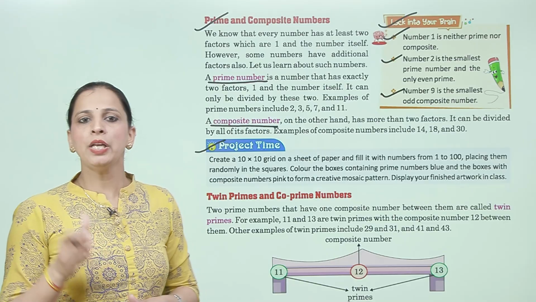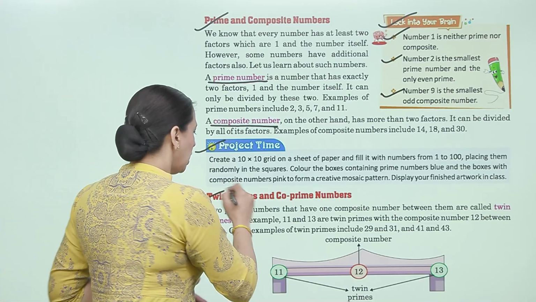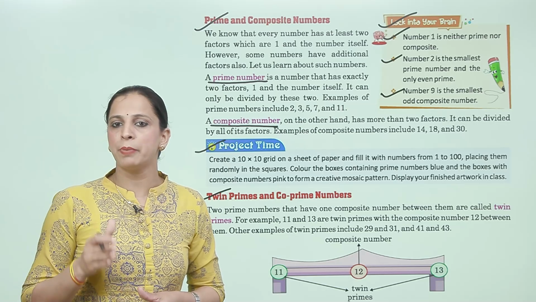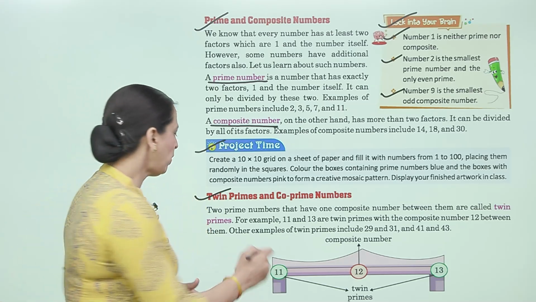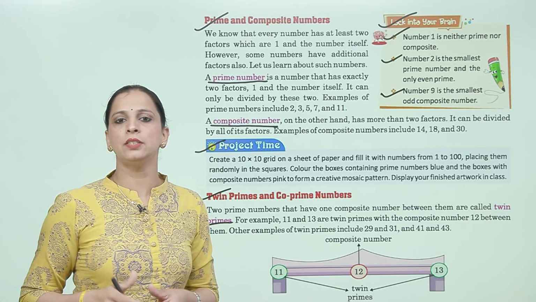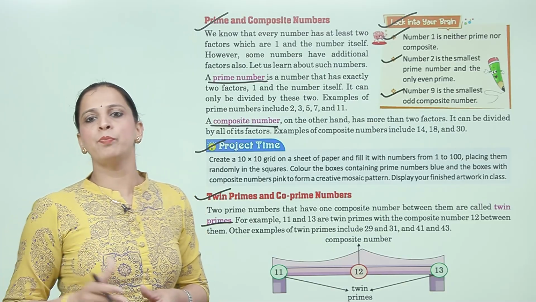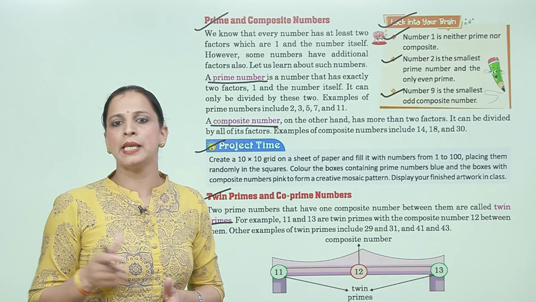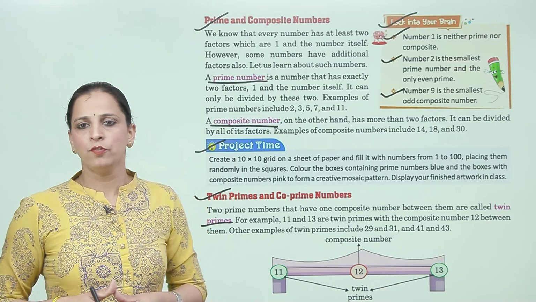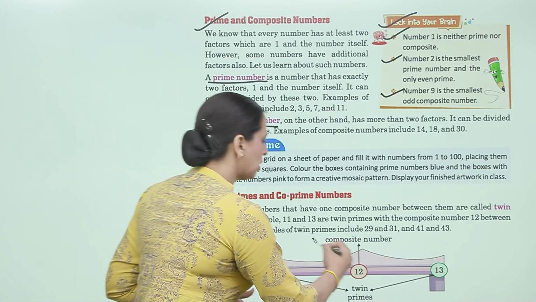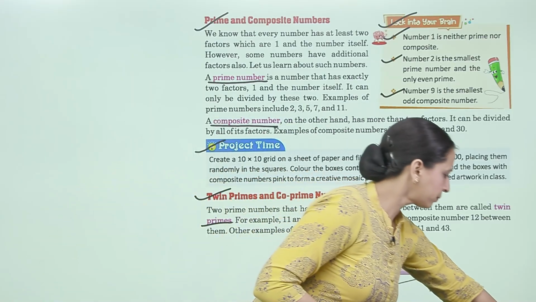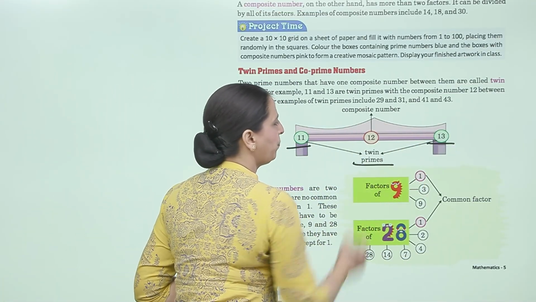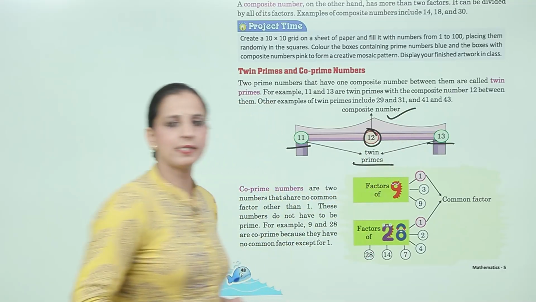Now next is twin primes and co-prime numbers. 2 prime numbers that have one composite number between them are called twin primes. For example, 11 and 13 are twin primes with the composite number 12 between them. Other examples of twin primes include 29 and 31, 41 and 43. So, 11 and 13 are twin primes and in between them 12 is a composite number.